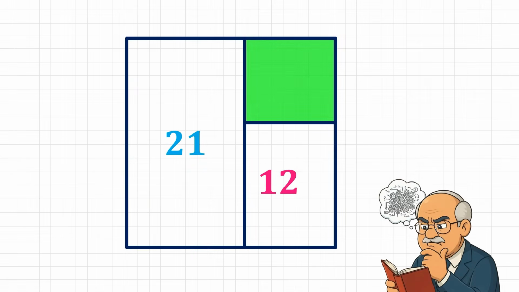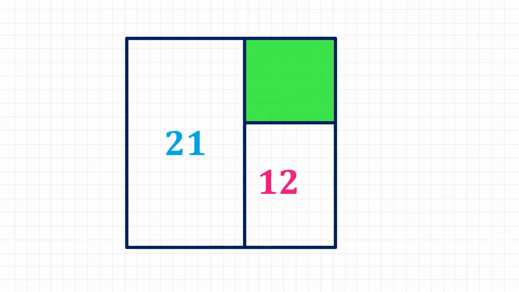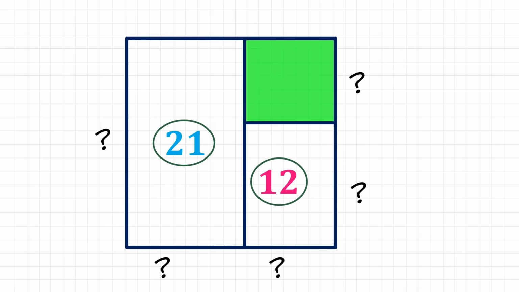Can you find the area of the green square? At first glance, this geometry puzzle looks completely impossible. We are given the area of two rectangles inside a larger square, 21 and 12. But we do not have a single side length to work with.